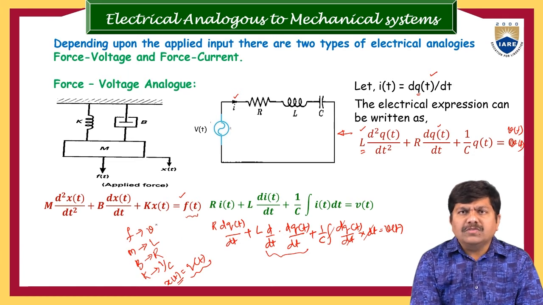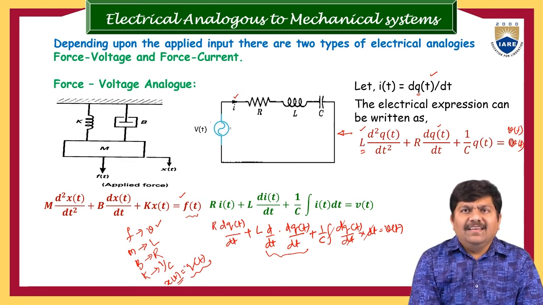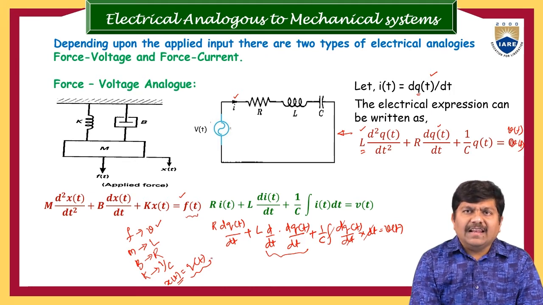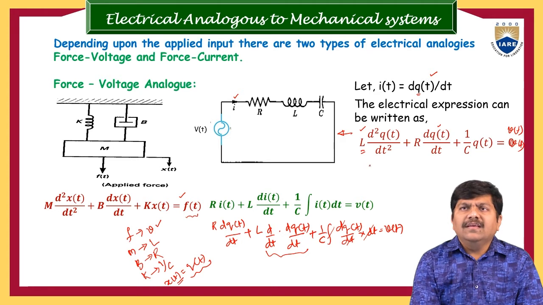So if force is assumed equivalent to the applied voltage in the electrical system, then the mechanical mass is equivalent to the electrical inductance, the mechanical dashpot is equivalent to the electrical resistance, the mechanical spring constant is equal to the reciprocal of the capacitance, and the mechanical displacement, which is the output of the mechanical system, is equivalent to the output of the electrical system, that is the charge. Now we achieved this by comparing the mathematical equivalents of the mechanical and electrical systems.